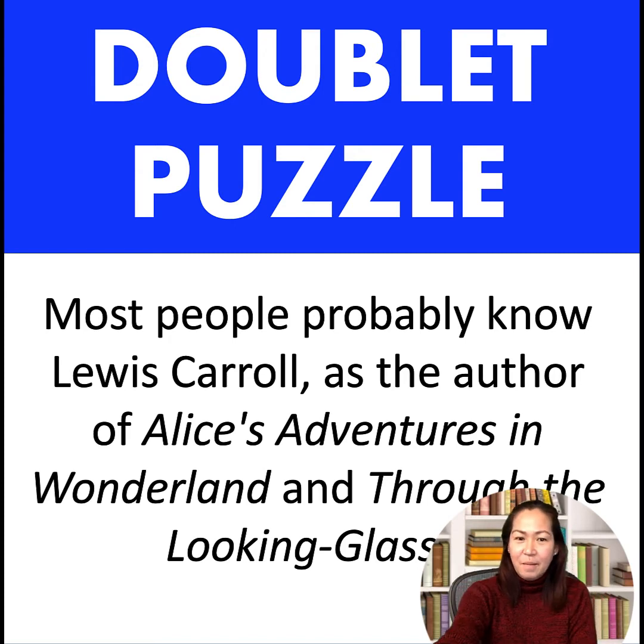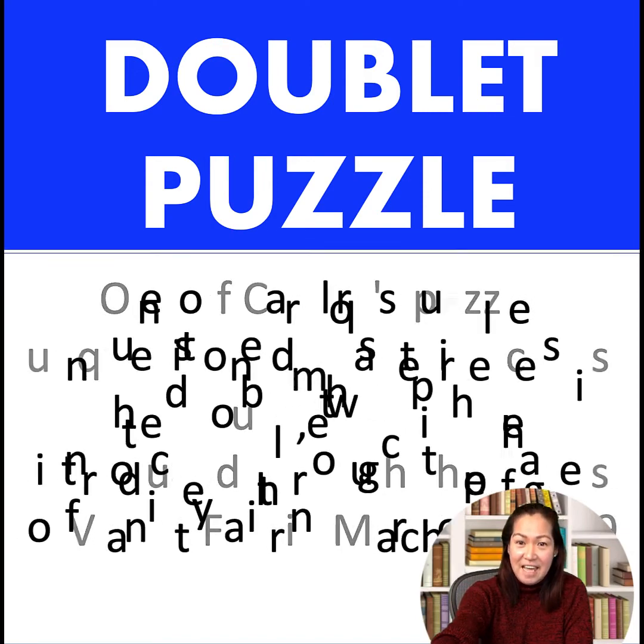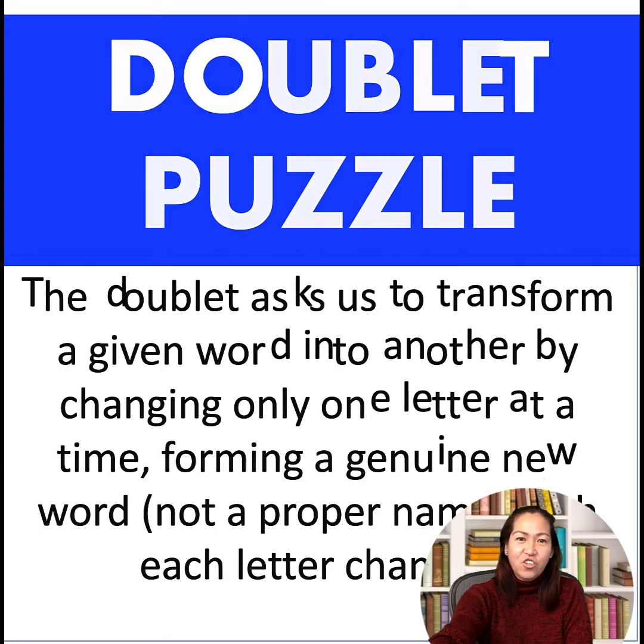Google, you may stop. One of Carroll's puzzles' unquestioned masterpieces is the Doublet, and that's what we're going to learn about today, which he introduced through the pages of Vanity Fair in March of 1879. The Doublet asked us to transform a given word into another by changing only one letter at a time, forming a genuine new word, not a proper name, with each letter change.